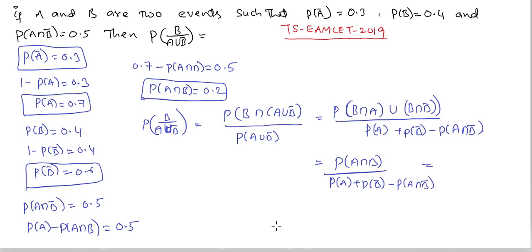P of A intersection B value, that is 0.2, by P of A, 0.7, plus P of B bar, that is 0.6, minus P of A intersection B bar, that is 0.5, that is equal to 0.2 by 0.8, that is equal to 2 by 8, which is equal to 1 by 4, that is equal to 0.25. The value of P of B by A union B bar is equal to 0.25.